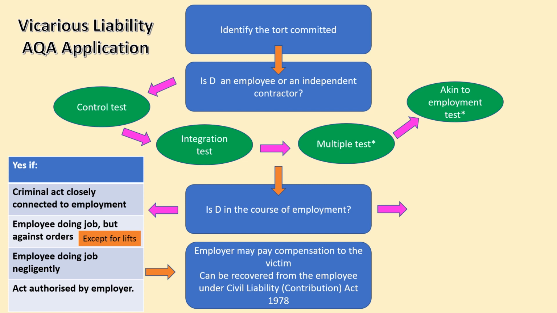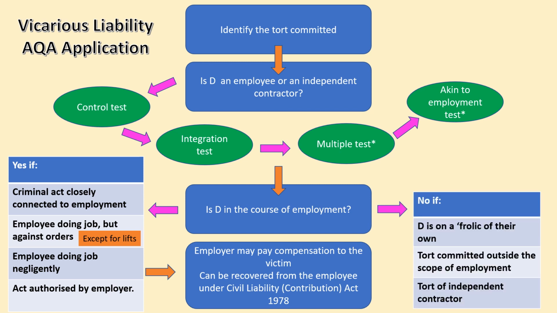Now, things which are not considered in the course of employment are things like a frolic of their own. So if the defendant goes on an unauthorised break, or they're on their own time, or travelling to work, for example, they're not considered to be doing their job at the time. We've also got a tort committed outside of the scope of employment. So if they're paid to do one thing but they're doing another, for example, if they're paid to collect bus fares, in some old cases, then of course you have the idea that they shouldn't be driving the bus, and so the employer will not be liable in those circumstances.